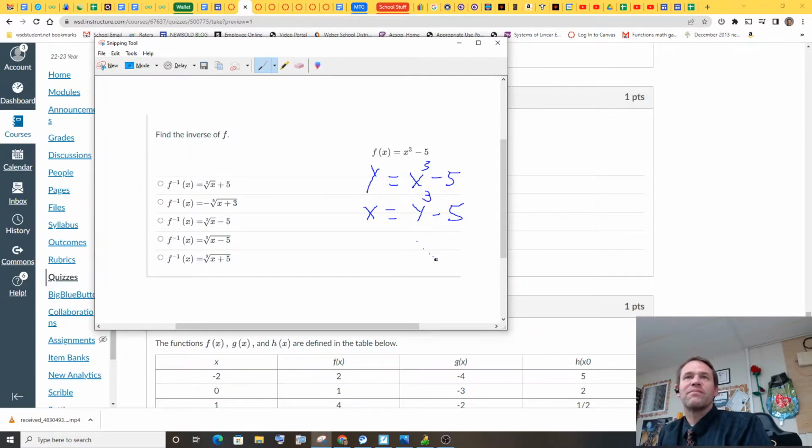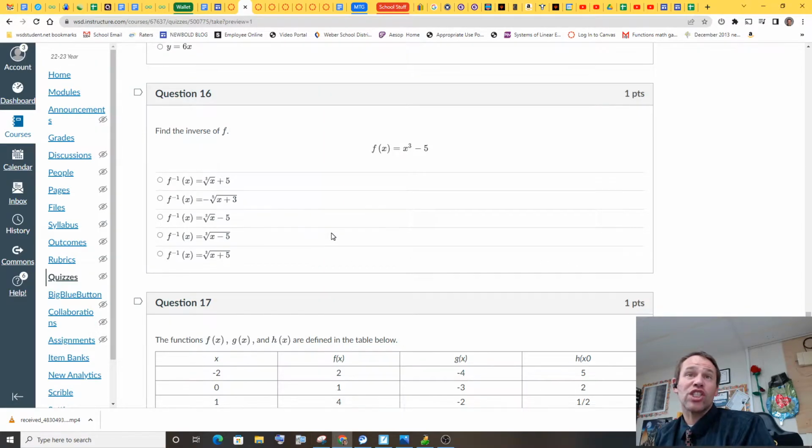That's better. And then all you've got to do is add 5 to the other side, so x plus 5, and then cube root both sides. Bada bing, bada bing, bada boom. So cube root of x, and then the cube root of x plus 5. So that's not too bad, finding the inverse.